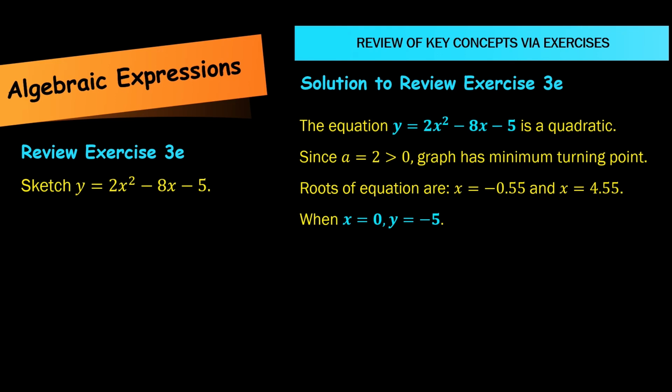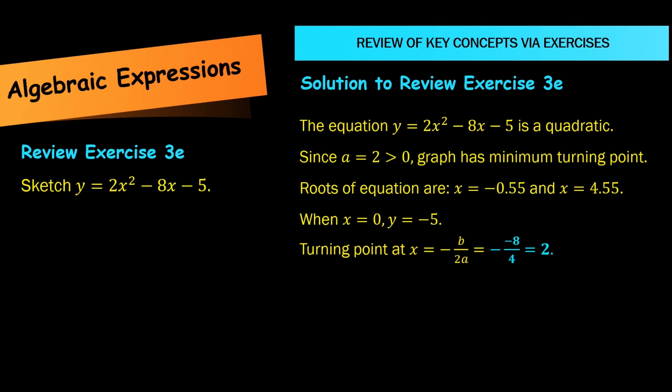Now, since the turning point occurs at minus b over 2a, we have that the turning point occurs at minus 8 over 4, which is of course equal to 2. When x equals 2, we plug x equals 2 into the original equation to give y equals 8 minus 16 minus 5, which is of course equal to minus 13. So when x equals 2, y equals minus 13.